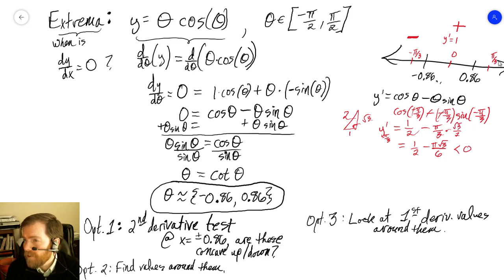Probably by symmetry here we can say that pi over 3 is also going to be negative. So if we look at this, cosine of pi over 3 was the same as the cosine of negative pi over 3, so it's also 1/2. y prime at pi over 3 is going to be 1/2.